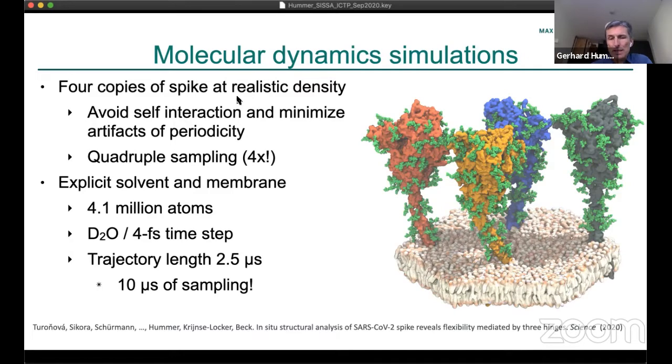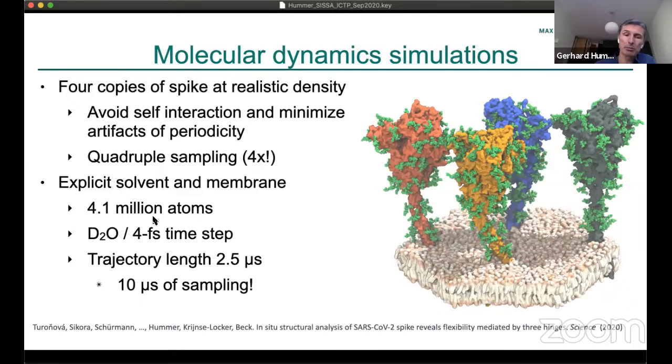What is maybe interesting from a practitioner's point of view is we decided to put 4 spike proteins into the membrane. Now, you might think this is a bit crazy because you already have an enormous size system. So now we have it almost 4 times as big. However, there are certain advantages of doing this. One is that with only 1 spike, we have big problems with self-interaction across the periodic boundary. With 4 spikes, we have, of course, 4 times the cost, but we also have 4 times the sampling.